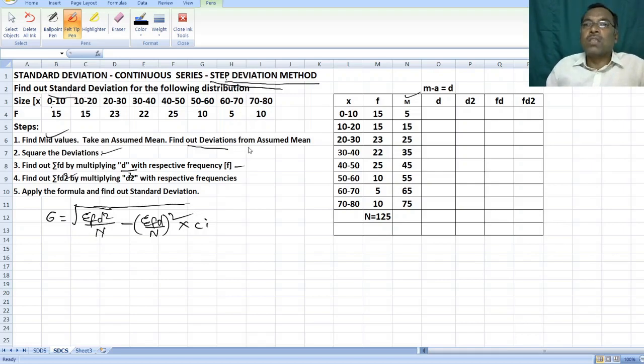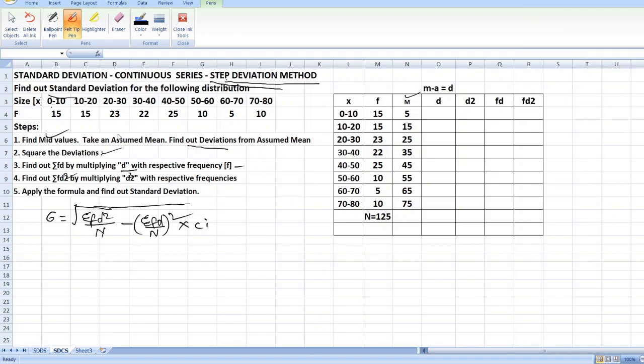Please watch this video carefully to understand this problem. The first step is to find mid values: 0 plus 10 divided by 2 is equal to 5, 10 plus 20 by 2 is equal to 15. In this way you have all the mid values, and after that you have to take an assumed mean. Shall we take 35 as the assumed mean?